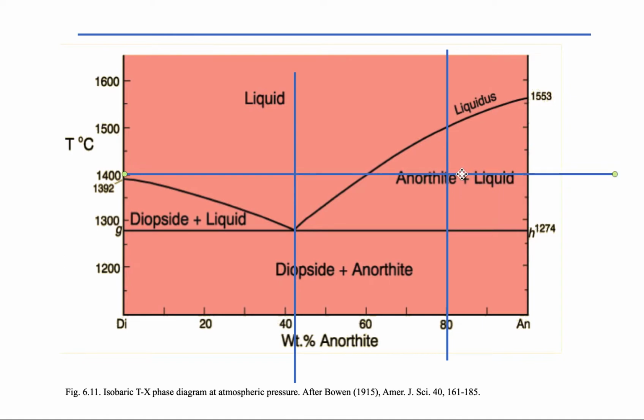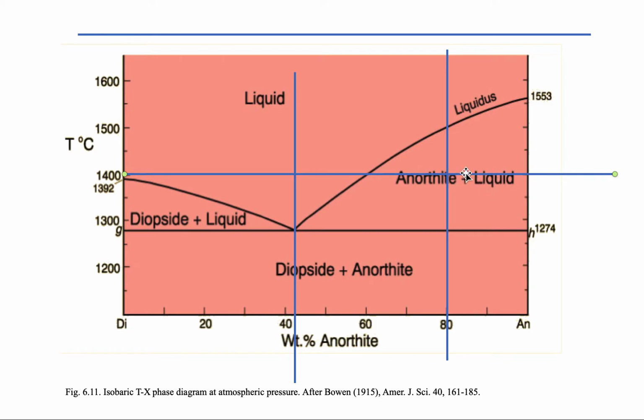Let's pick a temperature of 1400 and take a look at what's going on. By the time the system has reached 1400 degrees, we have a mixture of anorthite plus liquid. All of the diopside crystals are gone. They exist in terms of their composition only in the liquid state.